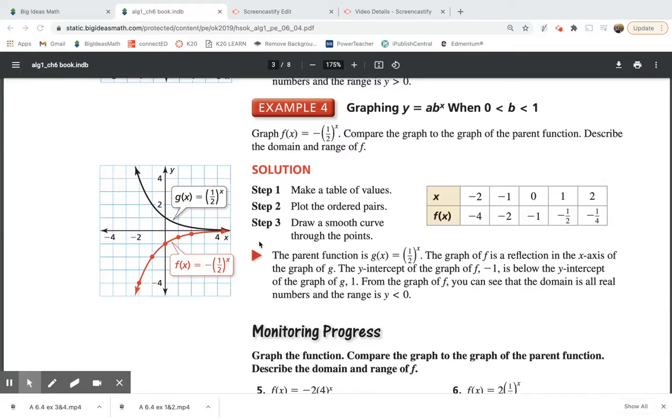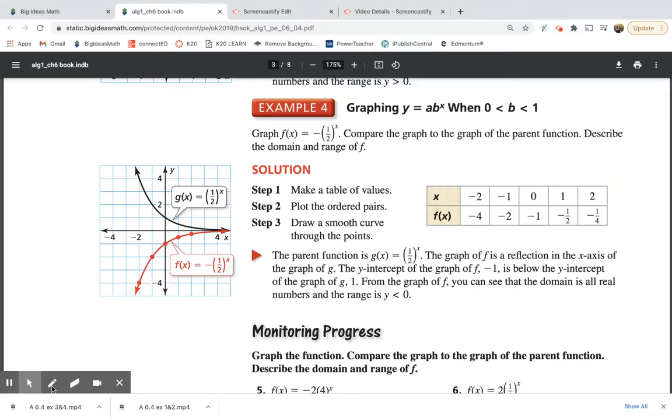Okay, so we have negative 2, negative 4, negative 1, negative 2, 0, negative 1, 1, negative 1/2, 2, negative 1/4. So if you notice, when we draw our line through that, it's curved, it's going down over here, and then it's getting super, super close to 0, but it never crosses it.